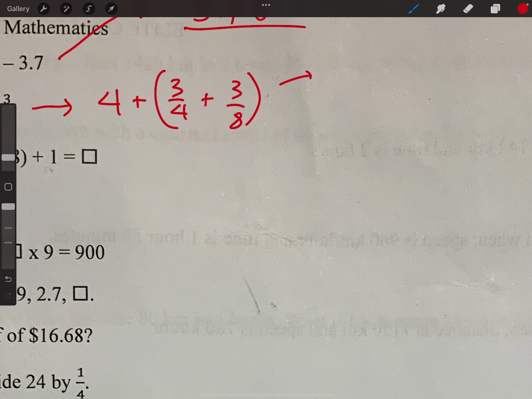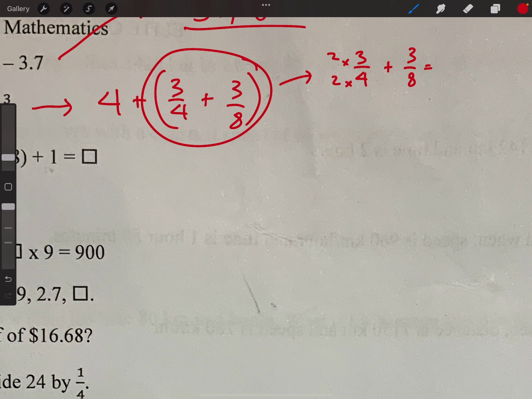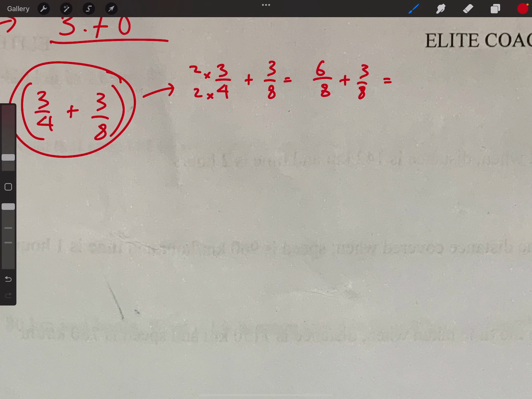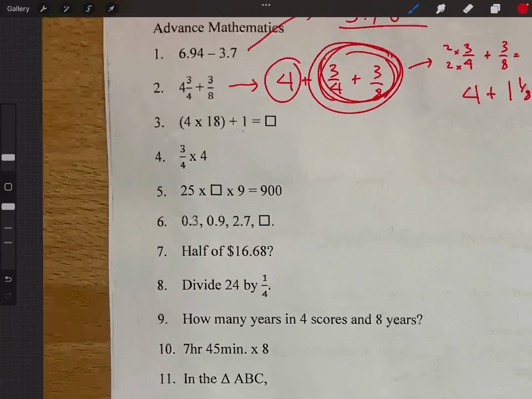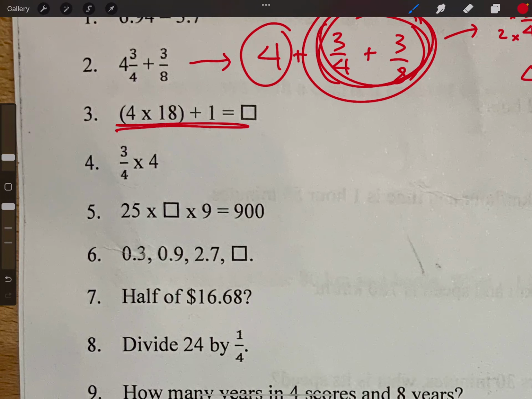Let's do all the stuff in here first. So we've got 3 on 4 plus 3 on 8. I want to change this one to 8, so times it by 2, times this by 2, you're going to get 6 on 8 plus 3 on 8, which equals 9 on 8, which equals 1 and 1/8, right? So remember, we have 4, so 4 plus all of this, which is 1 and 1/8. So you're going to get 5 and 1/8, okay? Not too hard there.